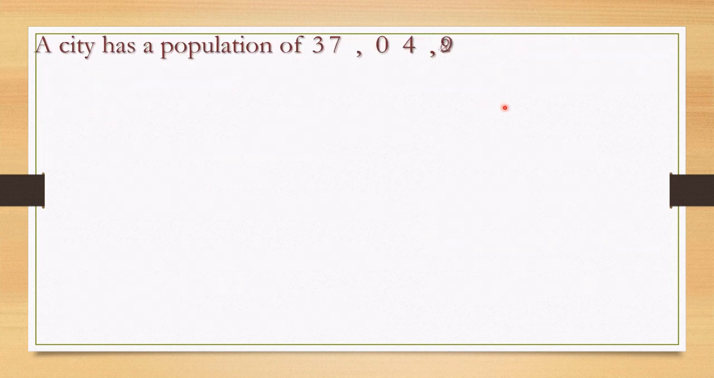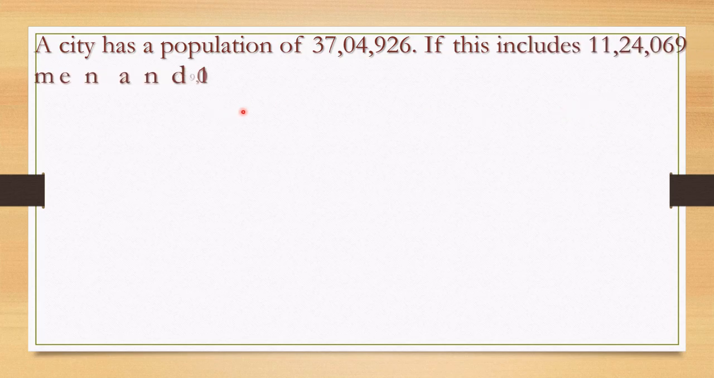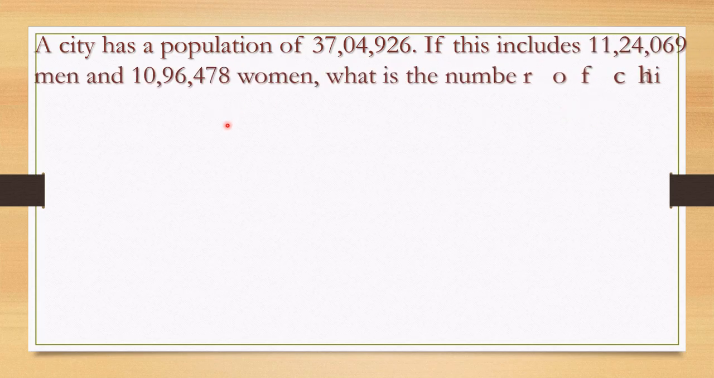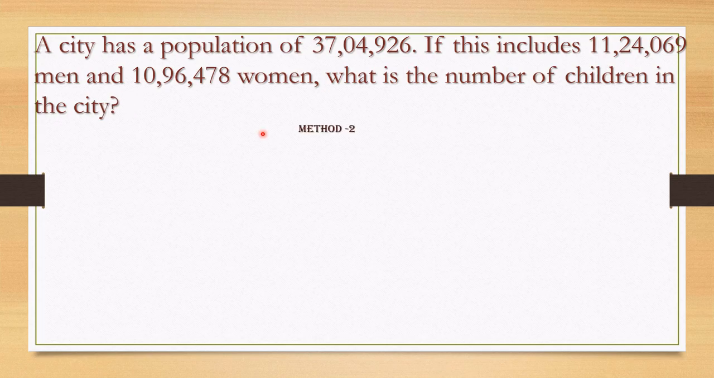See, our sum is same. I am not going to read this now. Okay, now in this method 2, what we will do? We will add the total men and total women from that city. Then we will get the answer, that is total men and women, right? And then in the next step, we will subtract this number from the total population. Then we will get the total number of children.